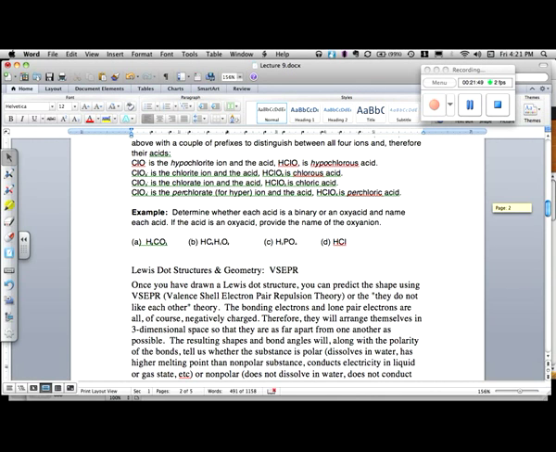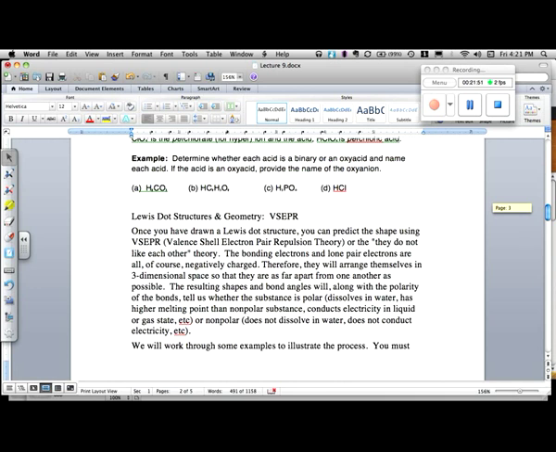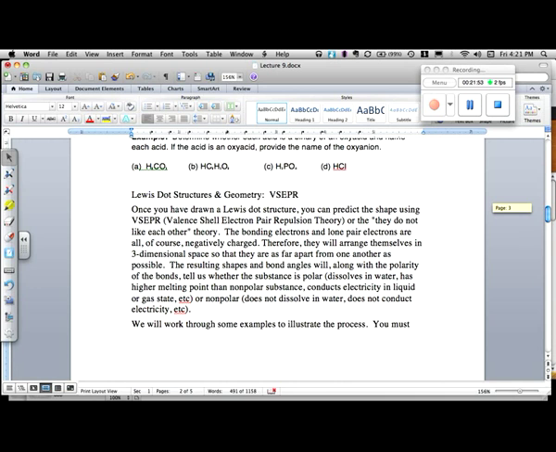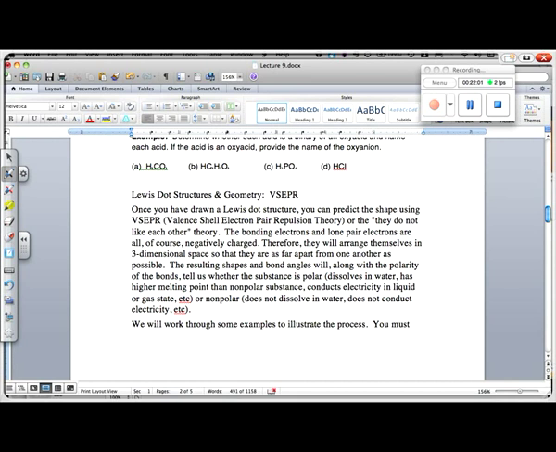All right, we are moving into shapes. Comes from the Lewis dot structure. So we're going to be looking at the central atom. Now this little acronym here stands for valence shell electron pair repulsion theory, or I like to call it the they do not like each other theory. So this is that idea that negatively charged things repel, and they're going to arrange themselves as far apart in space as possible.